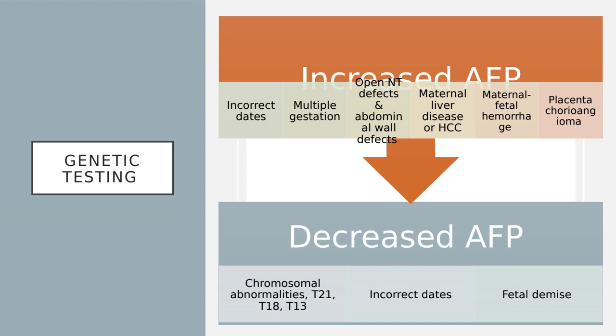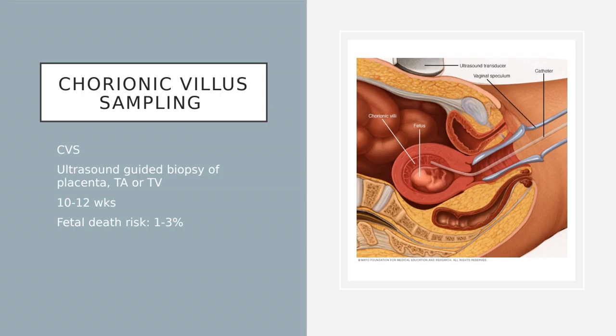Now, the conditions that result in decreased AFP are trisomy 21, trisomy 18, and trisomy 13. Also incorrect dates as well, so maybe we're not as far along as we think we are, and fetal demise can result in decreased AFP as well. So again, we want to make sure that the clinical history is very accurate.